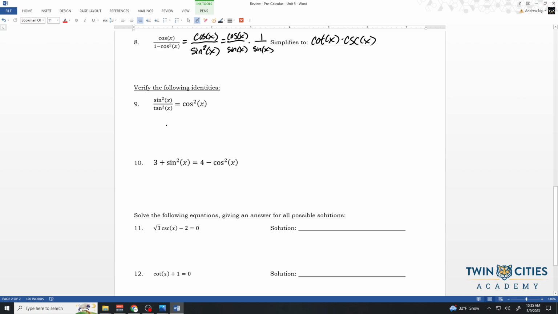So let's begin by saying I've got a fraction here, and I know that tangent is sine over cosine, so tangent squared is sine squared over cosine squared. So this will be sine squared of x over 1 all over sine squared of x over cosine squared of x. Let's multiply the top and the bottom by the reciprocal of this bottom fraction. So I'm going to multiply by cosine squared of x over sine squared of x.